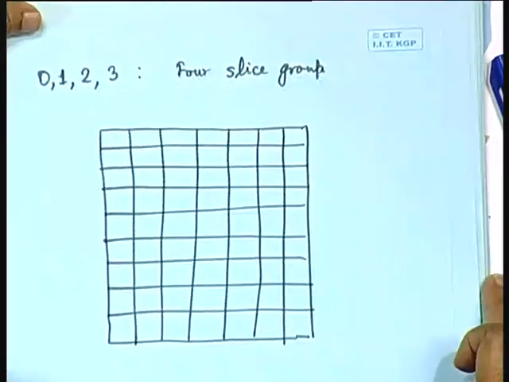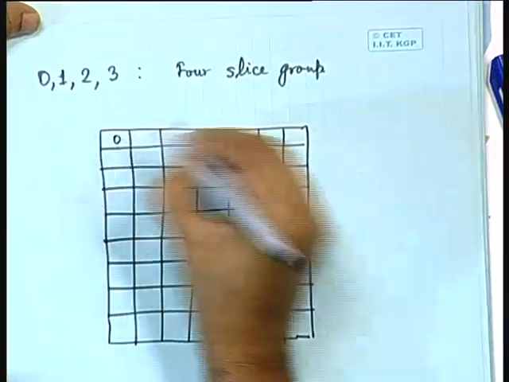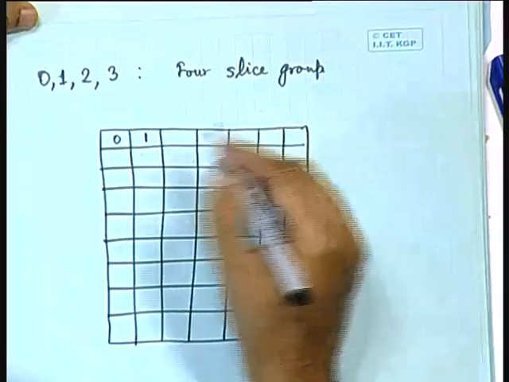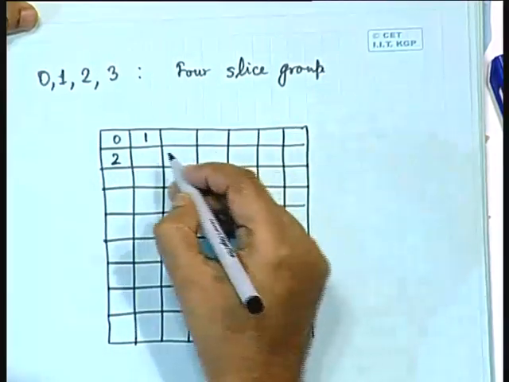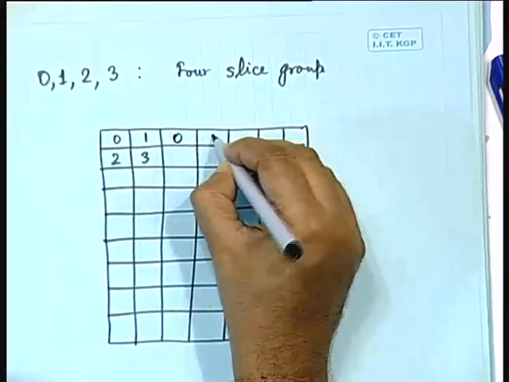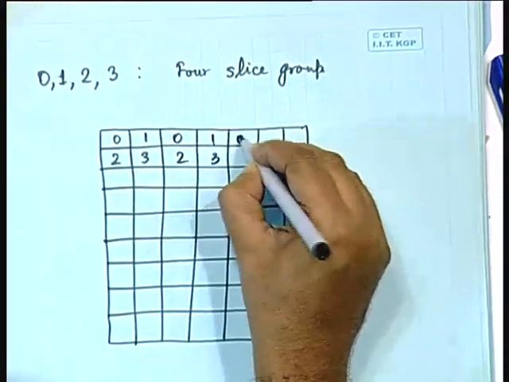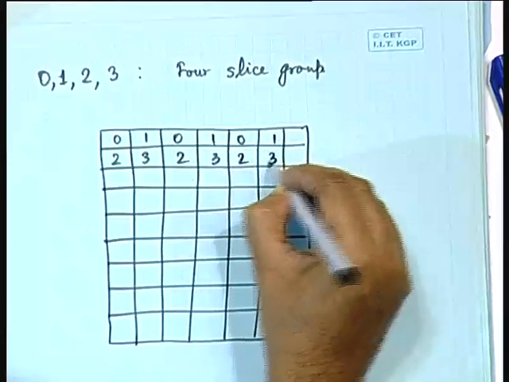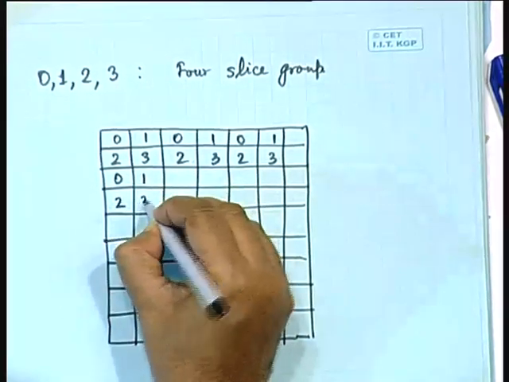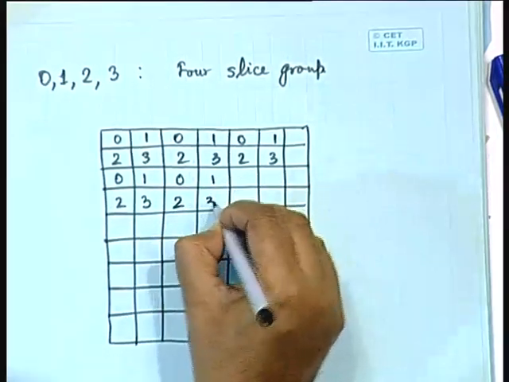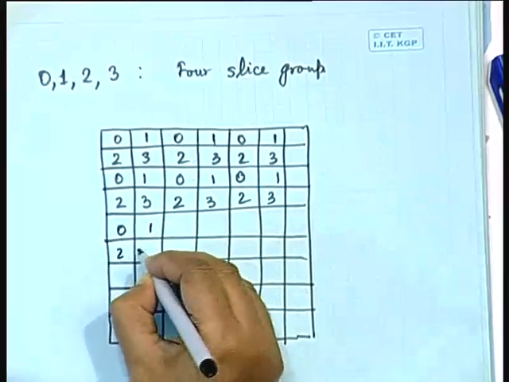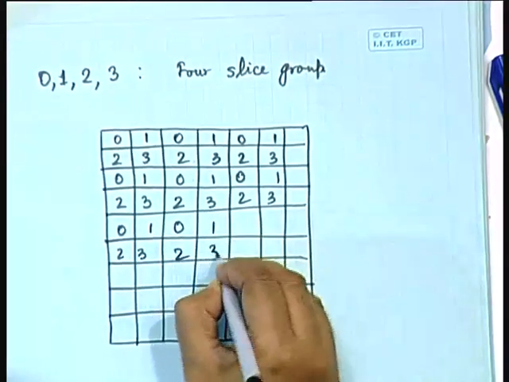Say this group of macro blocks forms slice number 0, this group forms slice number 1, this group forms slice number 2, this forms slice number 3. Again this forms 0, 1, 2, 3, 0, 1, 2, 3, and here I have 0, 1, 2, 3, 0, 1, 2, 3, 0, 1, 2, 3, like that.